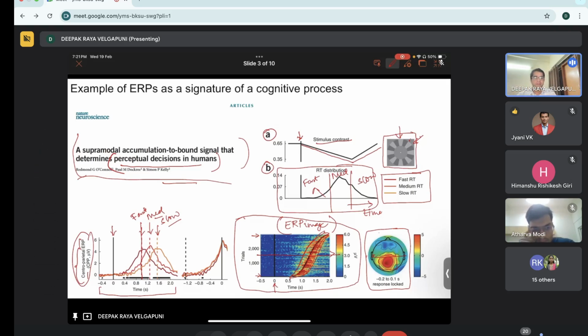So this is one example to show how ERPs can be used to inform task variables. Okay, I hope most of them are clear. If these plots are completely new, it's okay, you can ask if you don't understand any part of this.